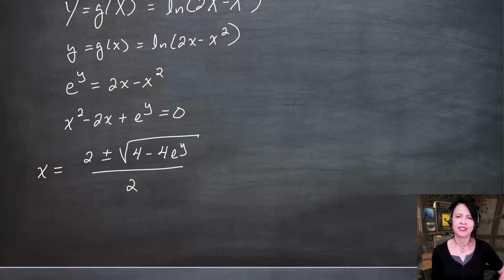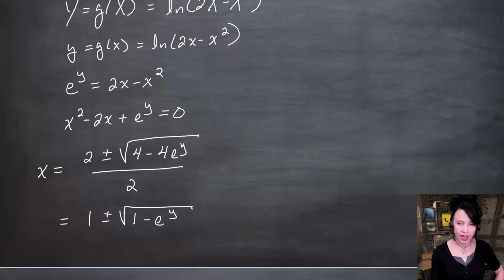And I can simplify this a little bit. I can pull that 4 out under the square root and take the square root. It'll be 2. And then I'll get to cancel a lot of 2's. And this will be 1 plus or minus the square root of 1 minus e to the y.